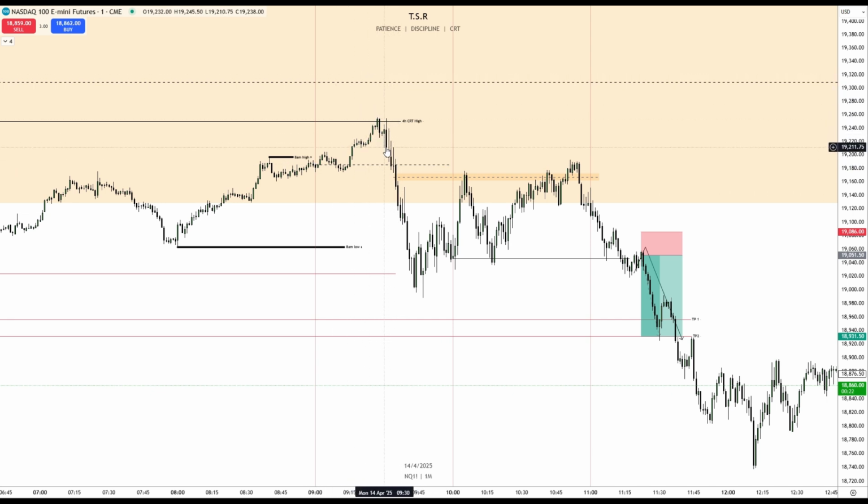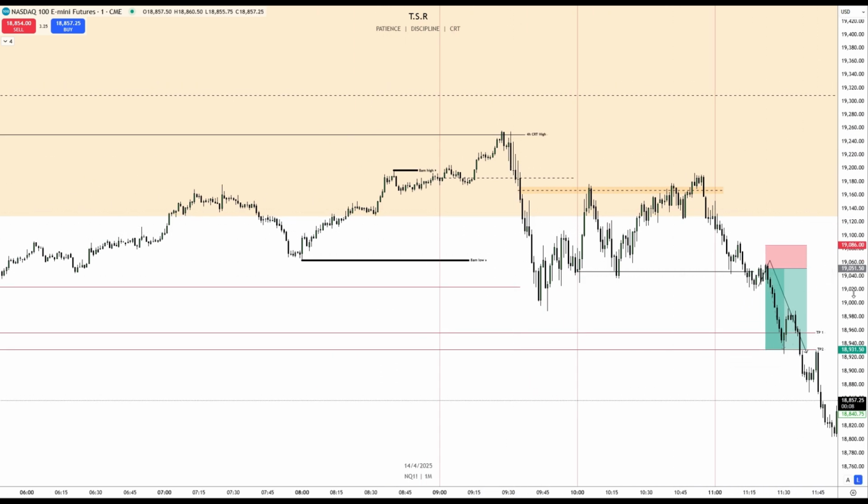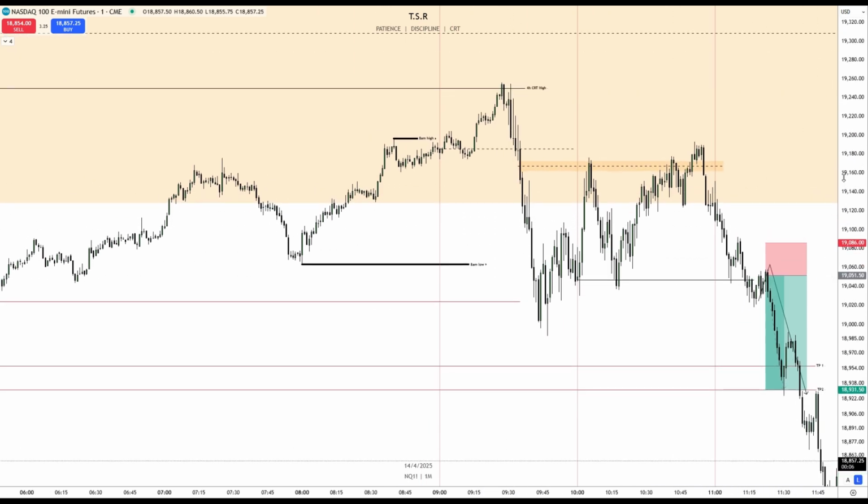It would have been textbook if there was a 15-minute CRT as well, which there wasn't, and the reason why I didn't enter short up here. Missed entry, missing confirmation, that's fine. There's always going to be another entry most of the time. The story was not over.